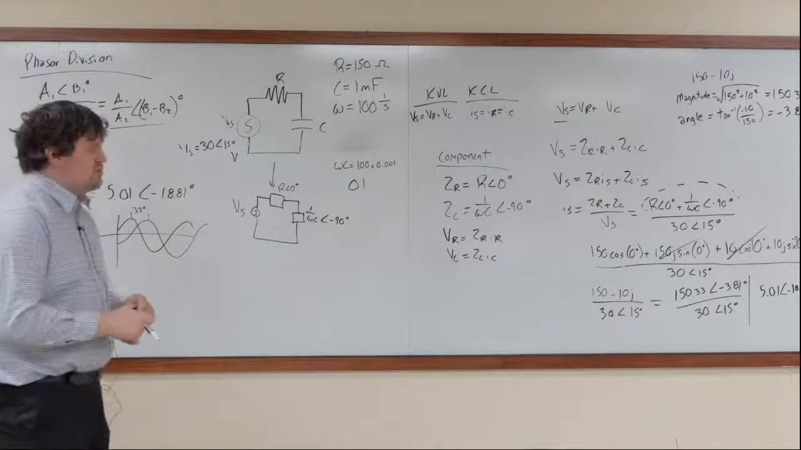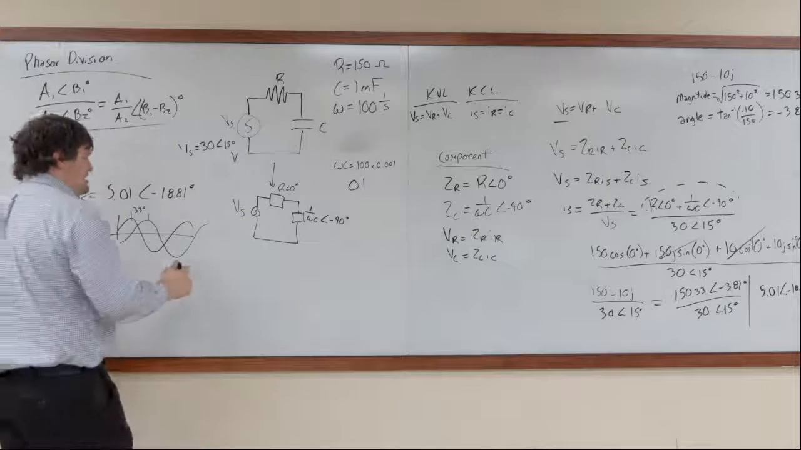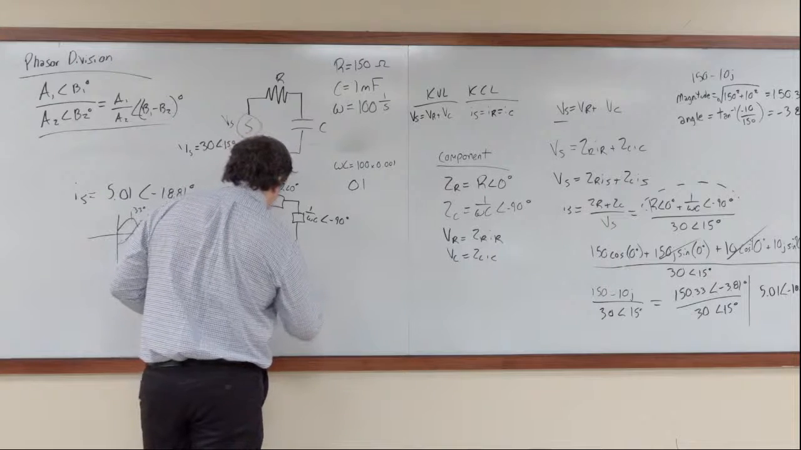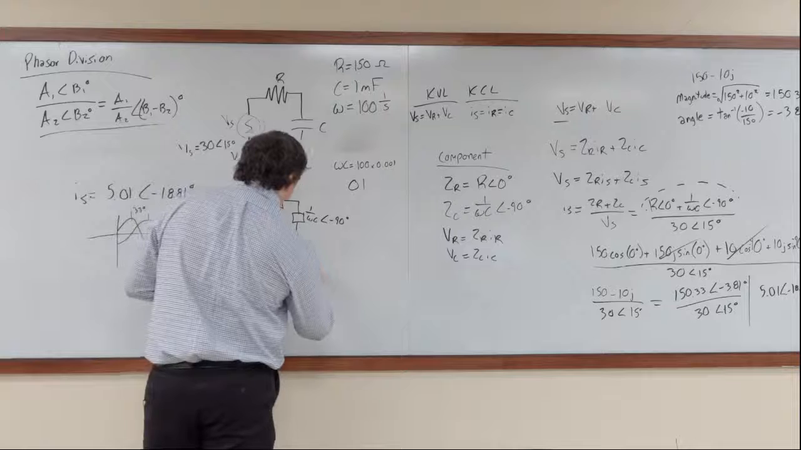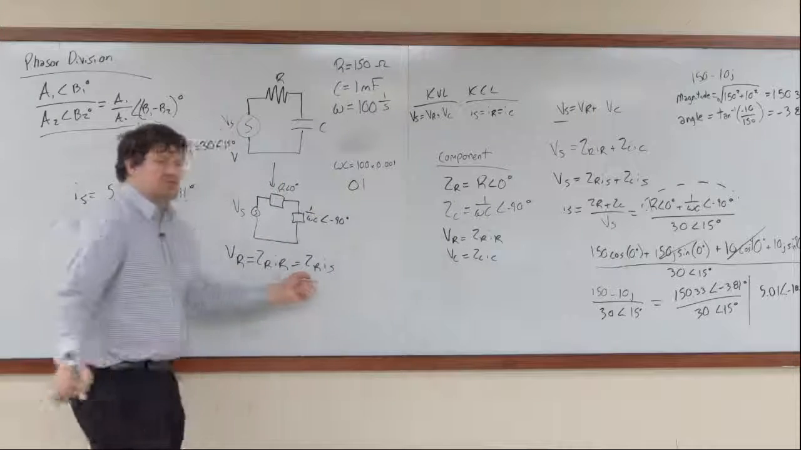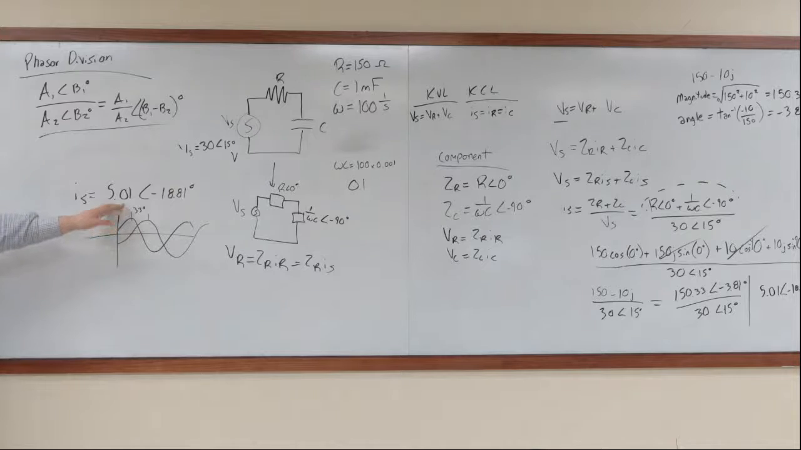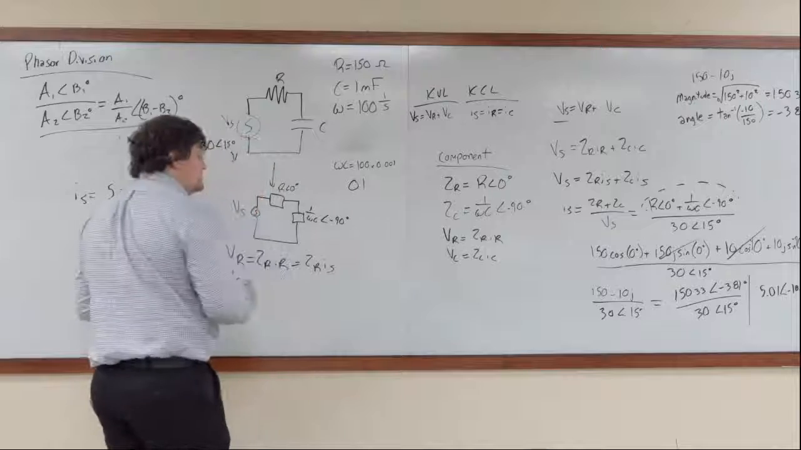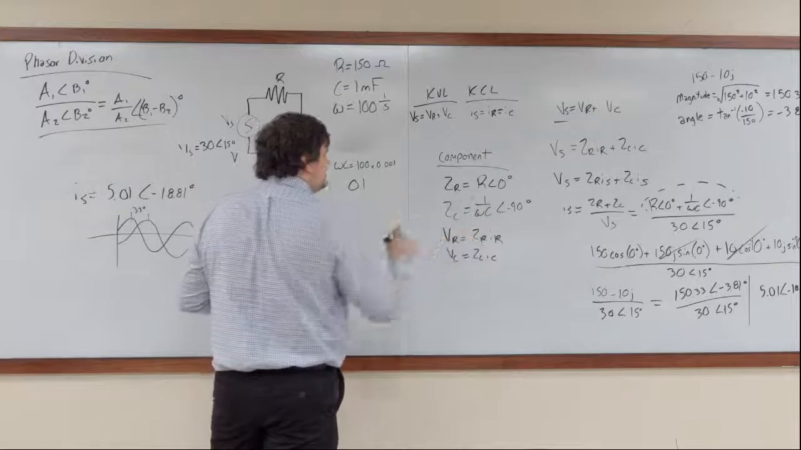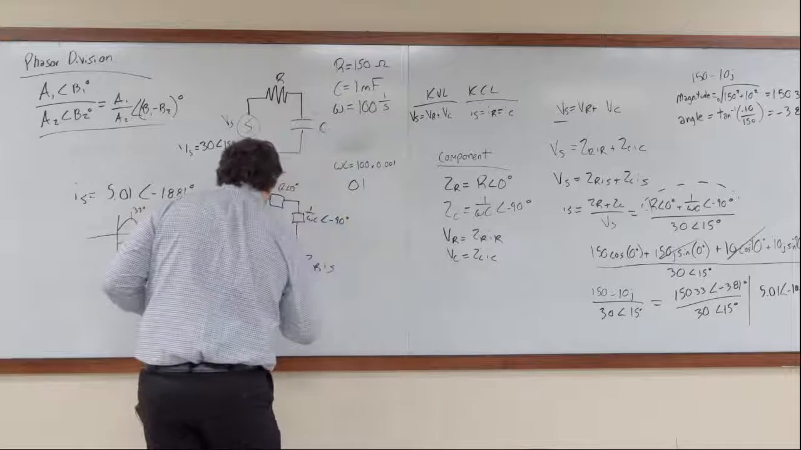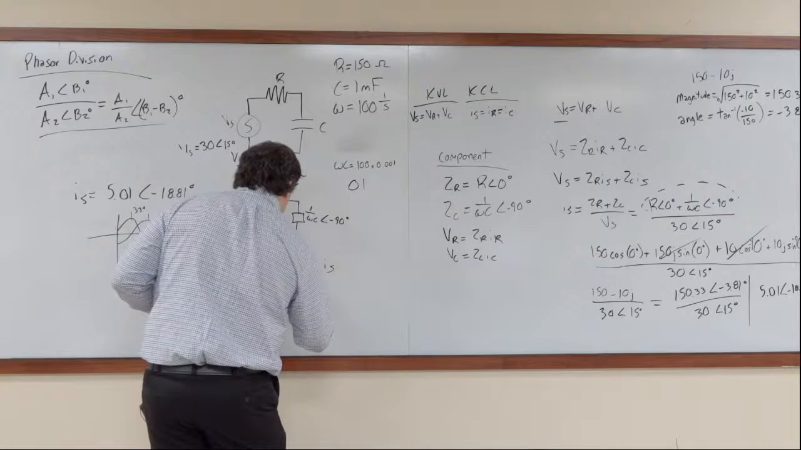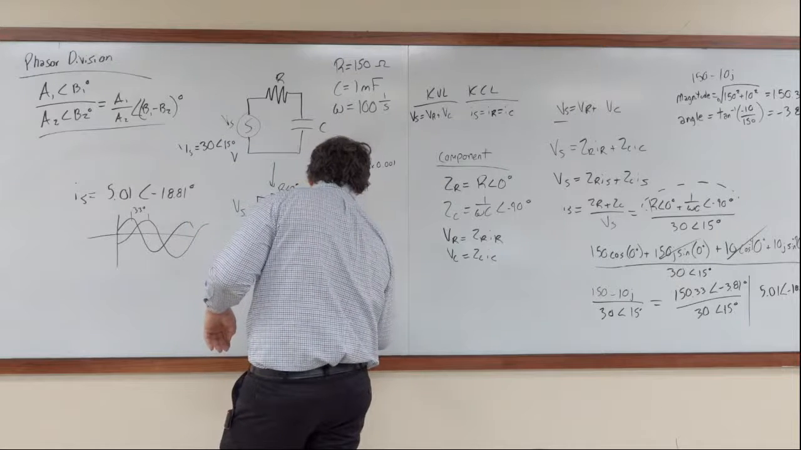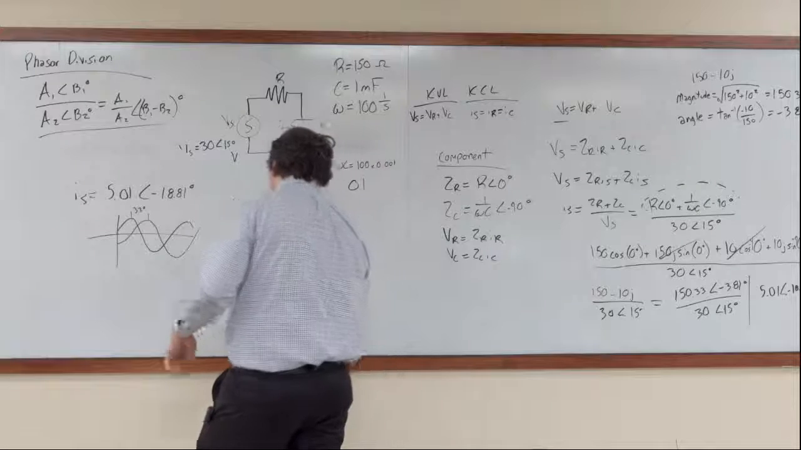Oh wait, before we get off of this one, let's say we wanted to find VR. We know that VR is equal to ZR IR, which is equal to ZR IS, and we already solved for IS. That's this right here. So VR is equal to ZR, which is 150 at an angle of 0 degrees, multiplied by 5.01 at an angle of negative 18.81 degrees.